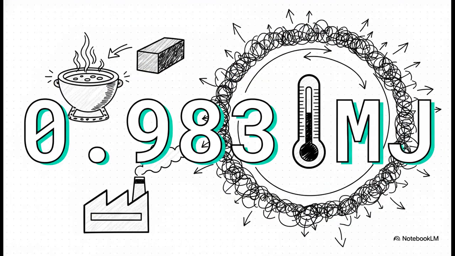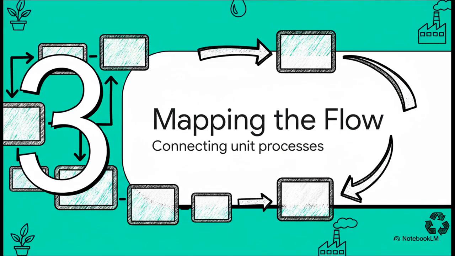Let me give you an example. Melting just 1 single kilogram of aluminum requires an absolute theoretical minimum of 0.983 megajoules of heat. That's just the baseline physics of it. But the messy, energy-hungry reality on the actual factory floor is always much higher due to unavoidable thermal losses, like heat just escaping into the air. Nature gives us the baseline. The LCI tracks reality. All right, let's move on to Section 3, mapping the flow.